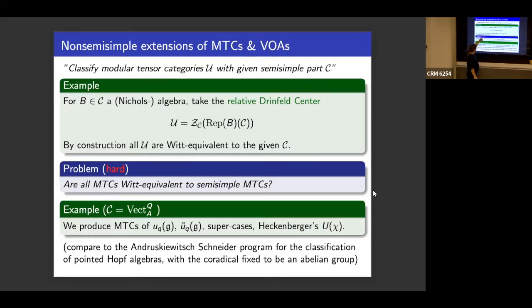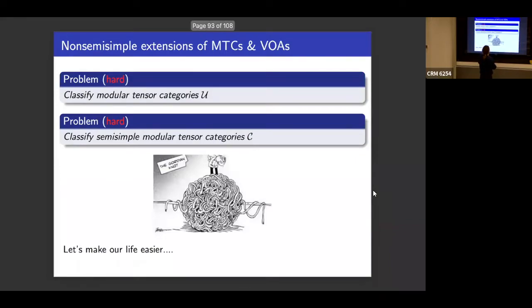So how I come to this is basically to compare this to this Andruszkiewicz-Schneider program, which was very successful in the classification of pointed Hopf algebras. So very briefly, what is a pointed Hopf algebra? A pointed Hopf algebra is a Hopf algebra where the co-radical, which is the maximal co-semi-simple part, is fixed. In this case, in the easiest case, to be an abelian group. So it's the same problem. Actually, I think even some article by Andruszkiewicz-Schneider starts like that for Hopf algebras. I think that's where I have it from.